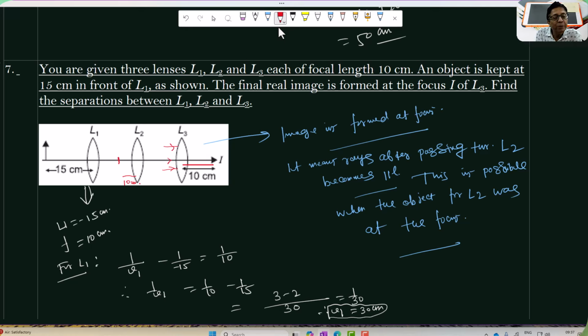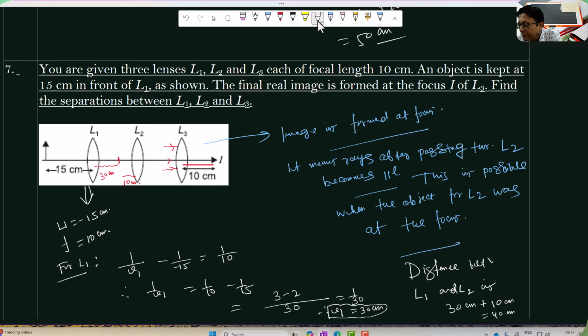And this one we just found, 30 centimeter. Clear? So the distance between L1 and L2 is 30 centimeter plus 10, this is 40 centimeter. Alright? Hope you have understood. The distance between L1 and L2 we can see.